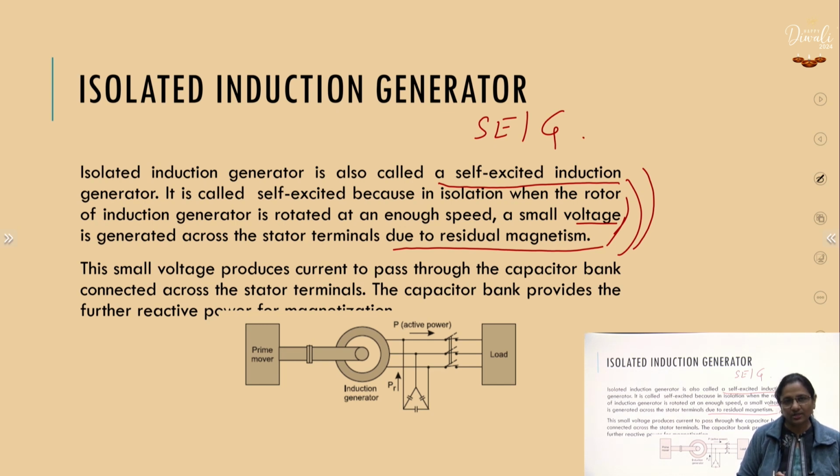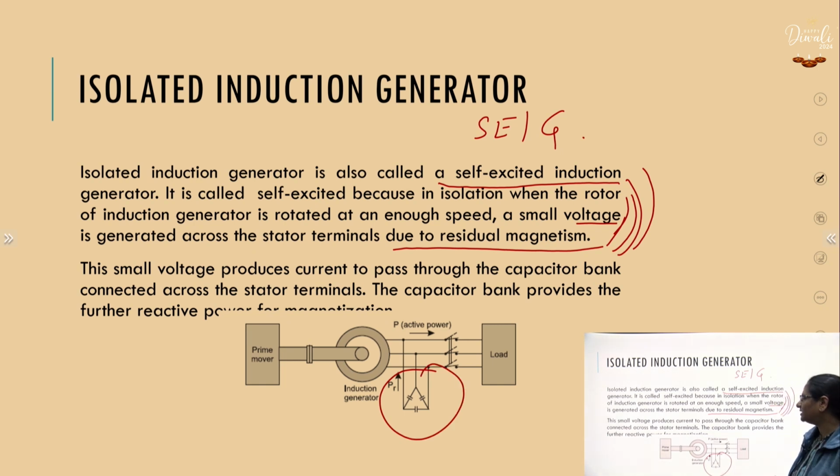The machine, when it is not connected to the grid, let it be an induction generator or a synchronous generator, is said to be operating in the isolated mode. So, for operation in isolated mode, we need to connect a bank of capacitors across the stator terminals as shown in the figure.